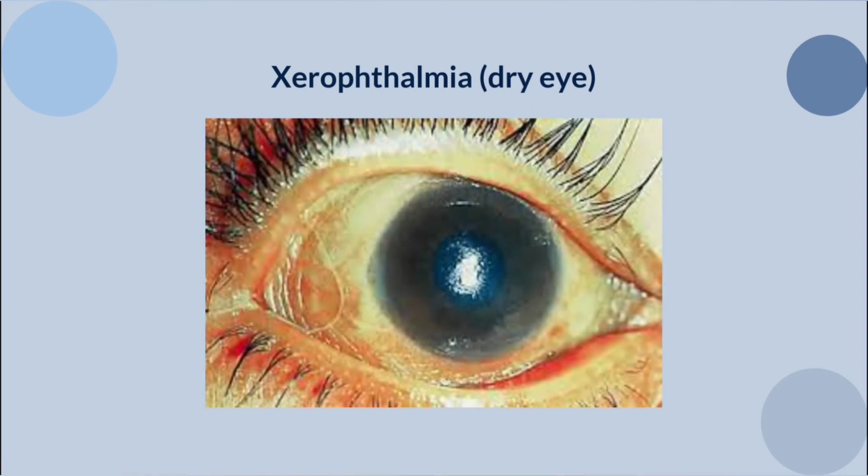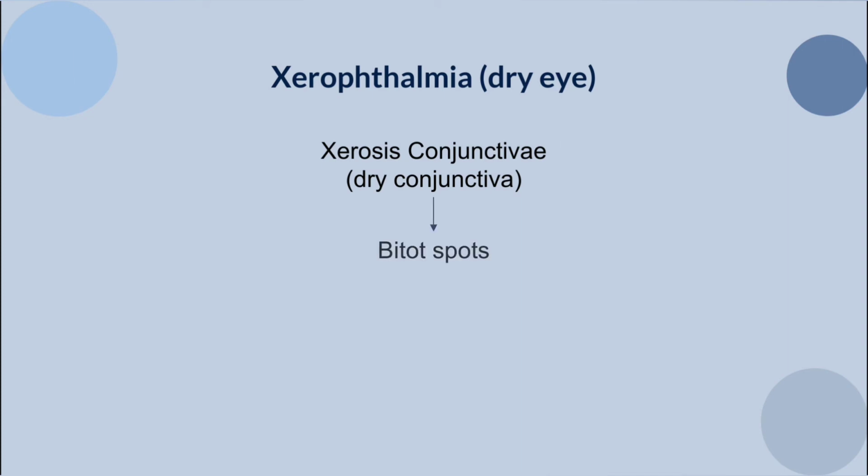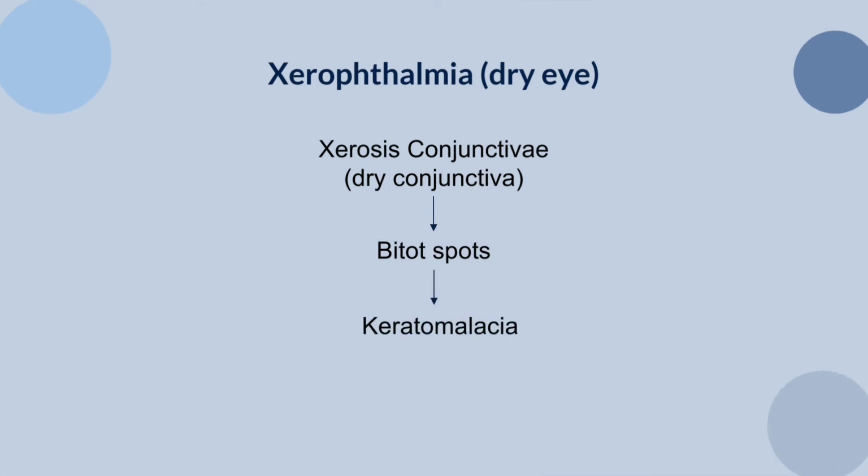The next vitamin A deficiency condition is xerophthalmia, which is dry eye. In this picture, you can see what I meant by dry eye. Xerophthalmia is a series of conditions in which first there will be xerosis conjunctivae, which is when the conjunctiva becomes dry, then the Bitot spots appear, then finally, keratomalacia appears. Let's learn about each one of them.